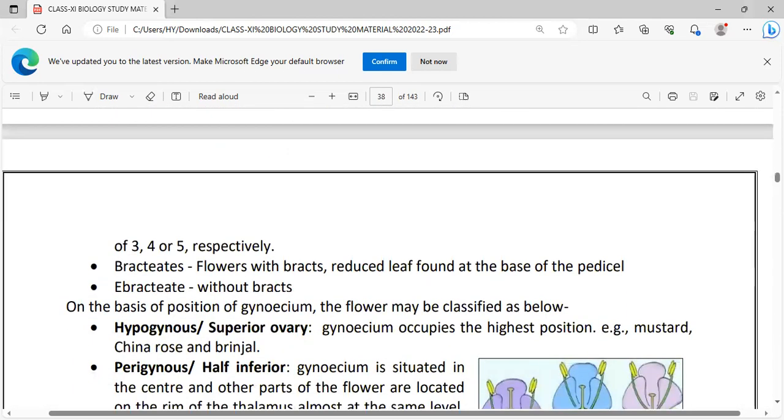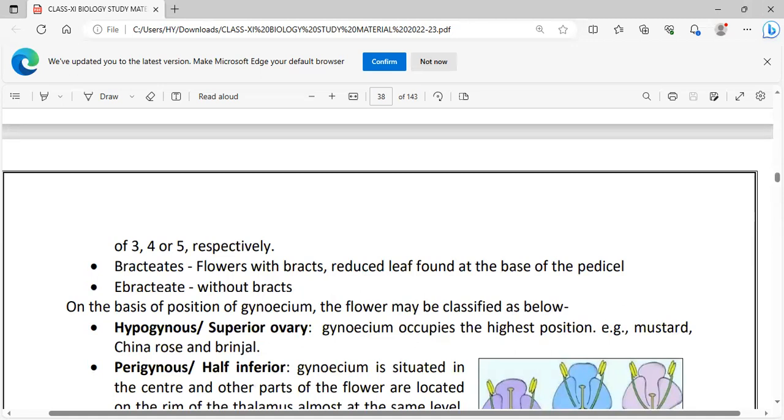Three, then it is trimerous. Four, then tetramerous, and five, then pentamerous. So these are the conditions in which we can classify the flowers on the basis of various characteristics. There are various ways in which we can classify the flowers like this.